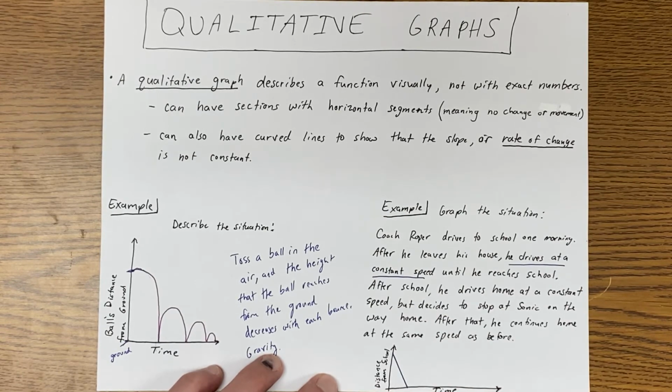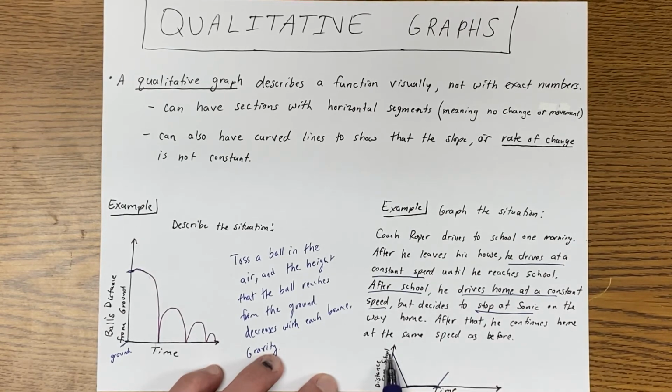Okay. After school, he drives home at a constant speed, all right? After school, time increased while we were at school. So we have a horizontal segment down here. Our distance did not change because we were at school the entire time, right? My distance from the school didn't change. So we left the house, got to school, taught math class all day. Now it says we drive home at a constant speed, but decided to stop at Sonic on the way. So we're on our way home, but we don't quite make it to the top of our graph because that would represent our house. But we're on the way and we stop at Sonic.